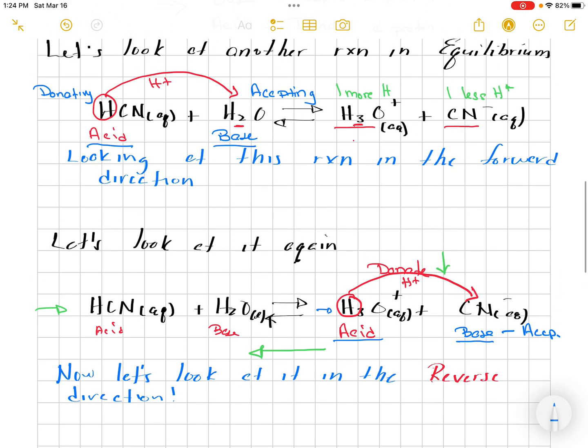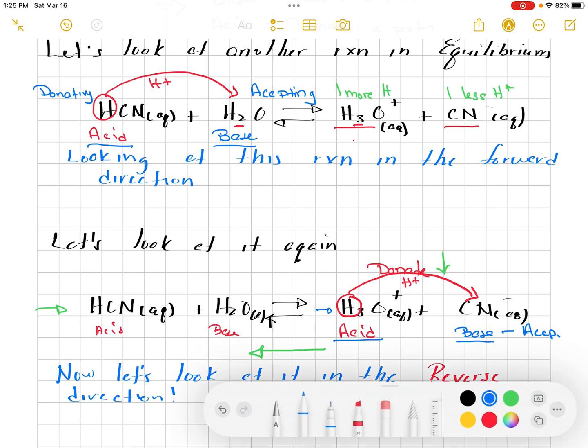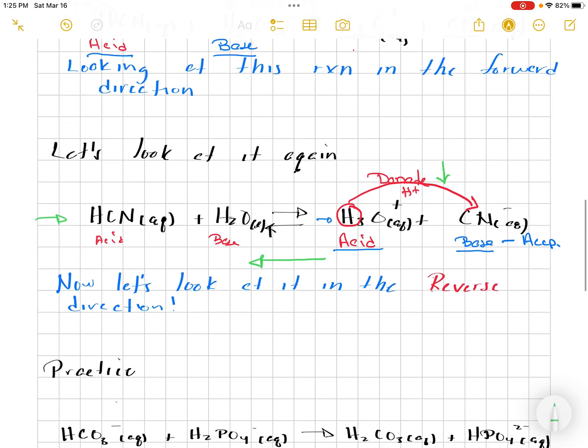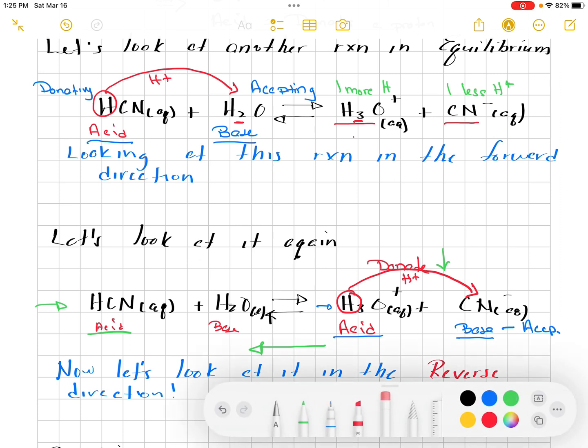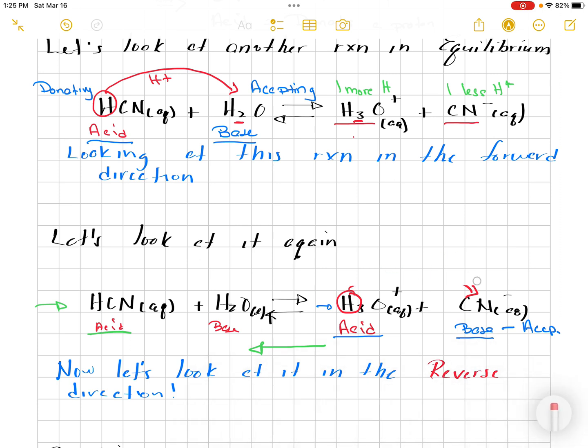So what we have is something called a conjugate acid and a conjugate base. Conjugate acid and conjugate base basically just mean pair. So if I was to look at this reaction, let me see if I can do this in green. Here we have our acid, and here we have our base. So this reaction here, and let me erase this real quick just to make it clear.